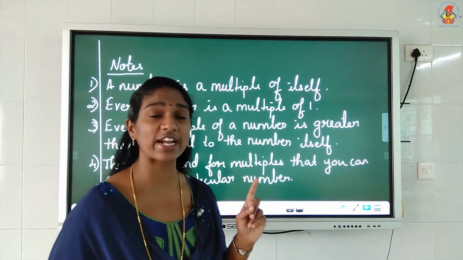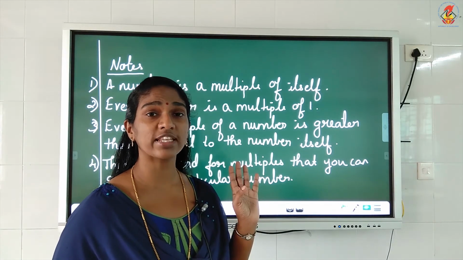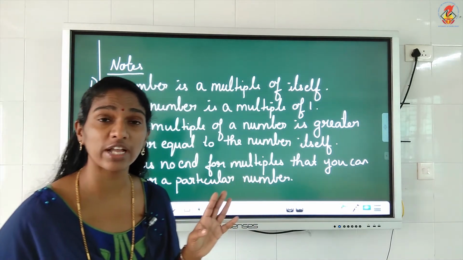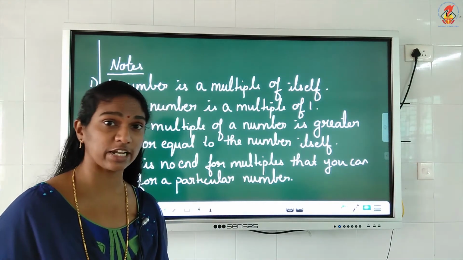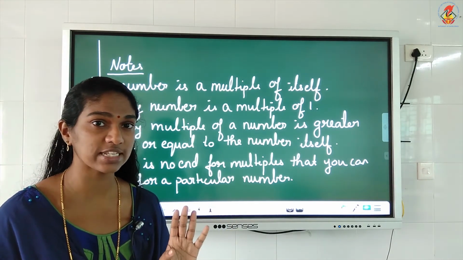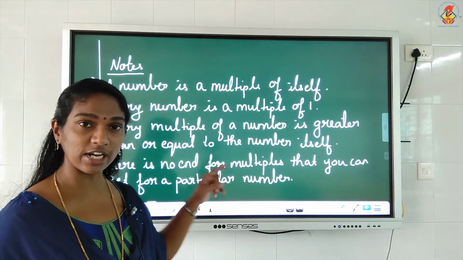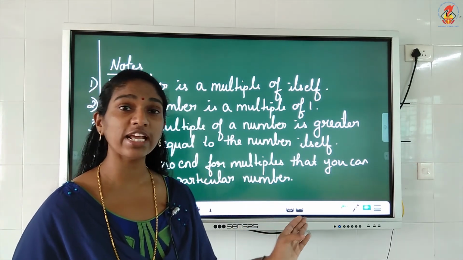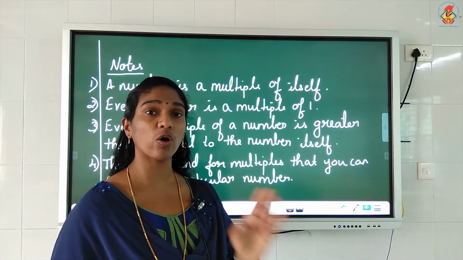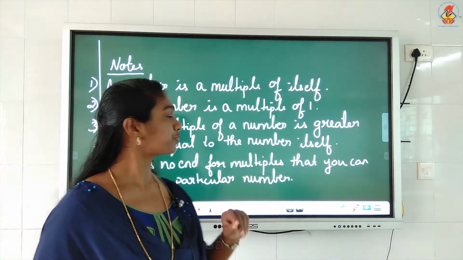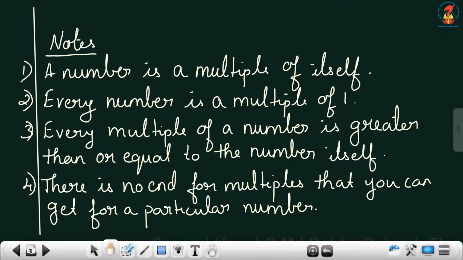What was in the case of factors, children? All the factors of a number are less than that number or equal to that number, isn't it? But when it comes to multiples, all the multiples of a number are greater than that number or equal to that number. Okay. Then, there is no end for multiples.